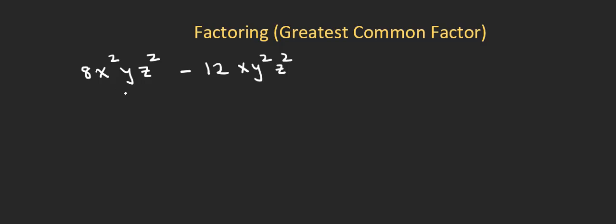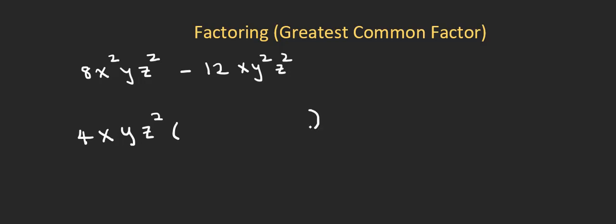You've got 8x squared y z squared minus 12xy squared z squared. What is the GCF of 8 and 12? That's 4. What about x squared and x? It's x. Y and y squared is y. What about z squared and z squared? It's going to be z squared. Whenever you take out the greatest common factor of a variable, just choose the variable with the smaller exponent.